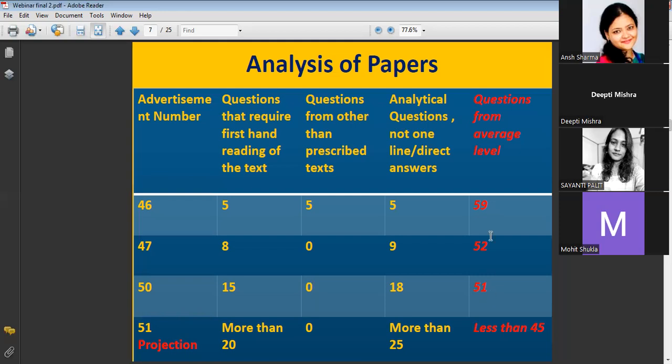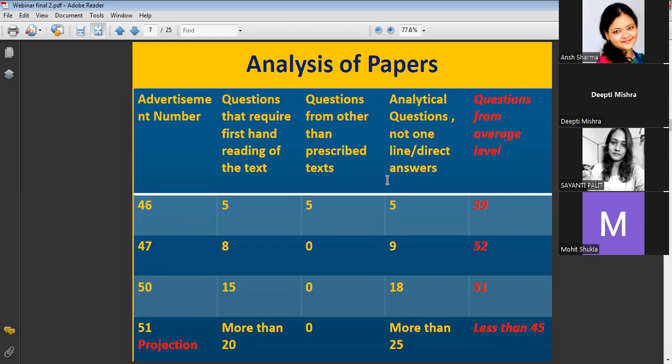So I'm projecting from there to here, because in 49 and 52, the level was kept average by instructions. In 51, the instructions were removed, so they started making it complex. And when they made it complex, they tried to mimic the pattern of standard SET or NET examination. And then in 51, my projection is that average level questions will be less than 45. As it is coming down, so it will come down. This is questions from average level.